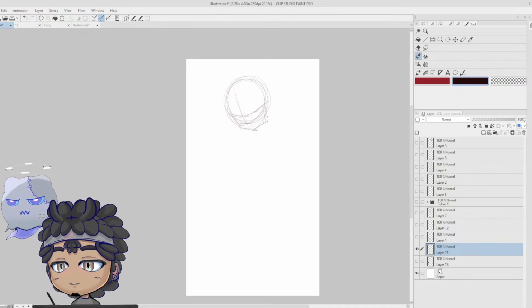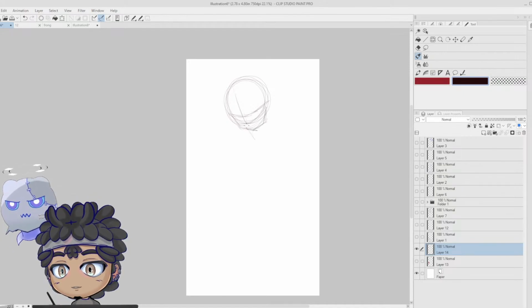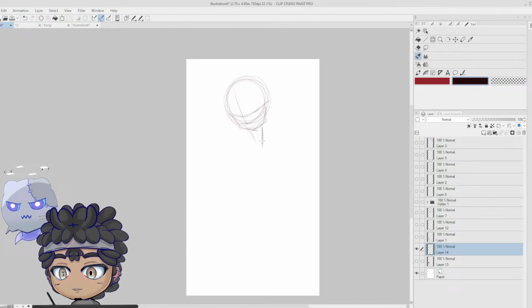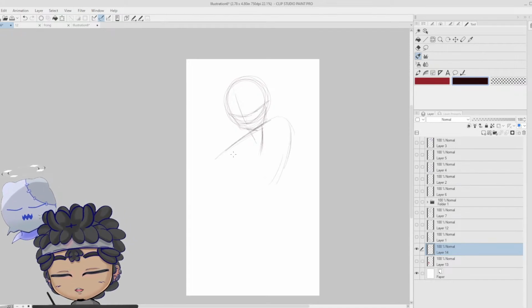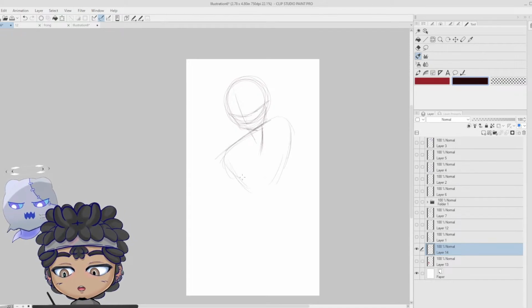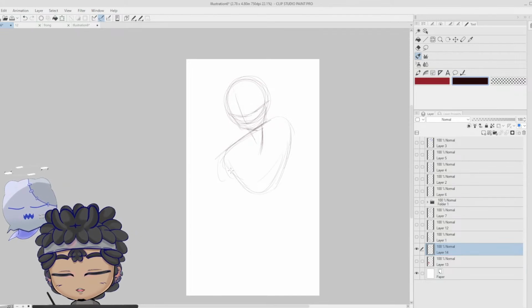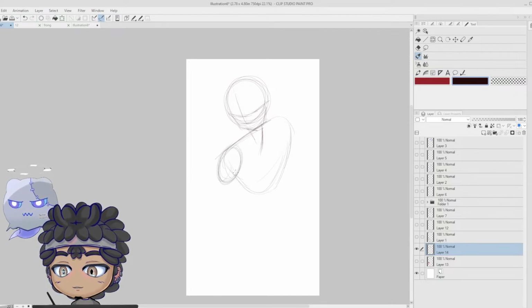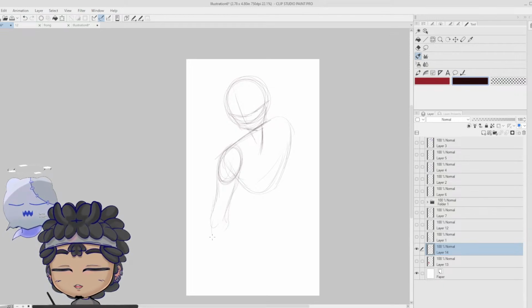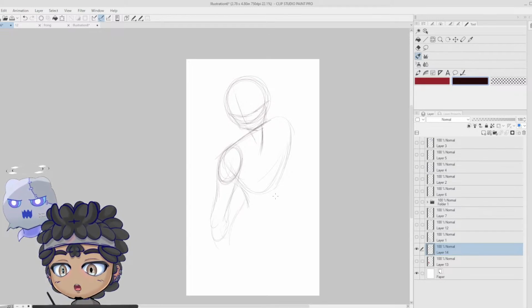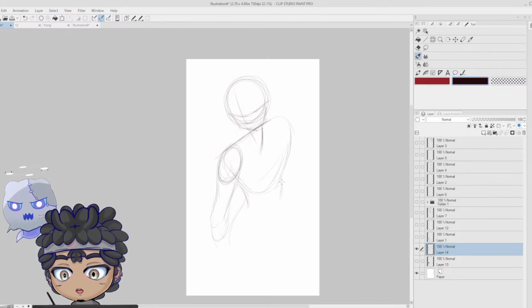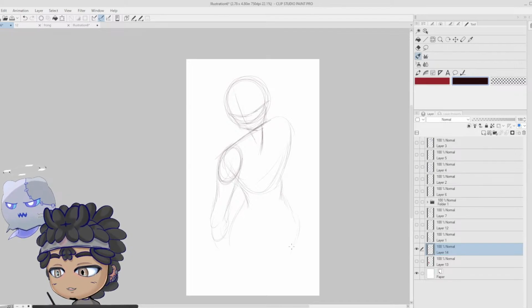Okay. Neck is going this way. I'll say there's a slant here and here, and then with the arms about here. Okay, and then you have to bring down the hips there. Okay.